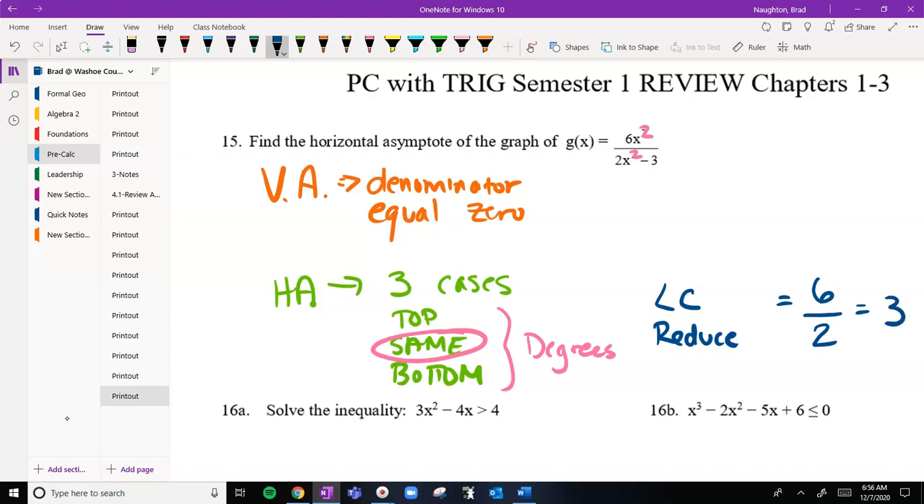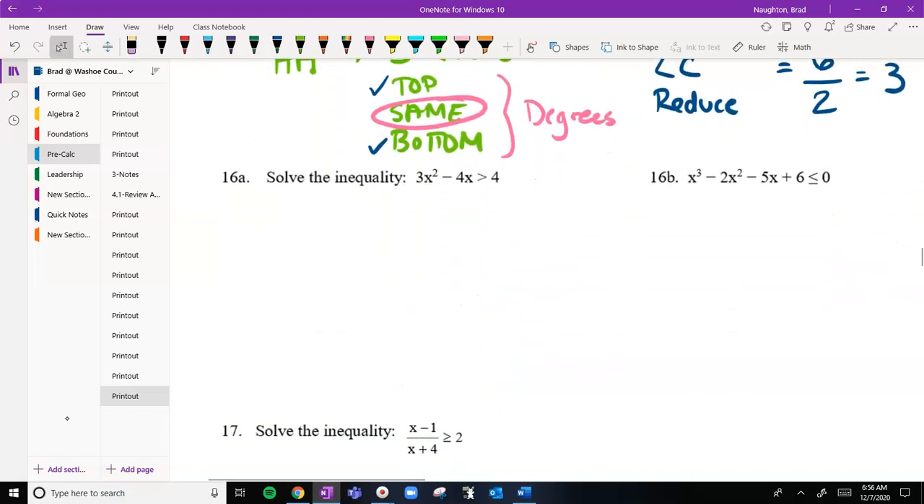Now there are other 2 rules, the top heavy and the bottom heavy. I would recommend, if you don't remember those rules, to go back and take a look at those videos to remind yourself. Alrighty.